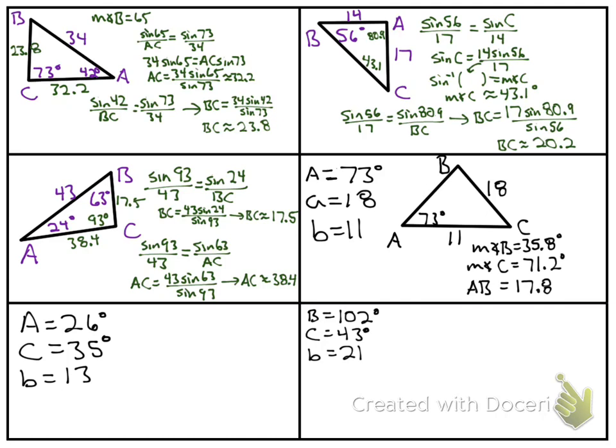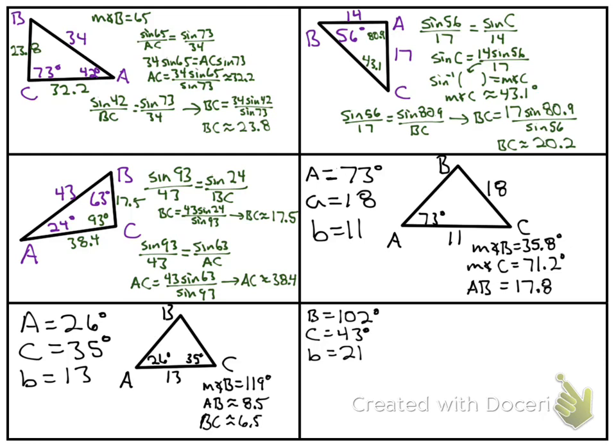Moving down, we draw our triangle, ABC. A is 26, C is 35, and then B, opposite side to that, is 13. What we'd first do is go in and find the missing angle, so that's the measure of angle B, and that's going to be 119. And then using law of sines, you would get that AB is about 8.5, followed by law of sines again, and BC is about 6.5.